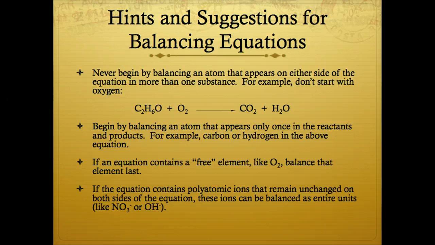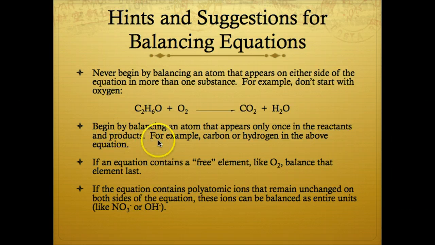Number one, never begin by balancing an atom that appears on either side of the equation in more than one substance. For example, don't start with oxygen. What we want to do is balance the number of each type of atom on the reactant side with those on the product side. Oxygen is in this molecule, it's also here in molecular oxygen, it's in carbon dioxide, it's in water. So we're not going to do that one first.